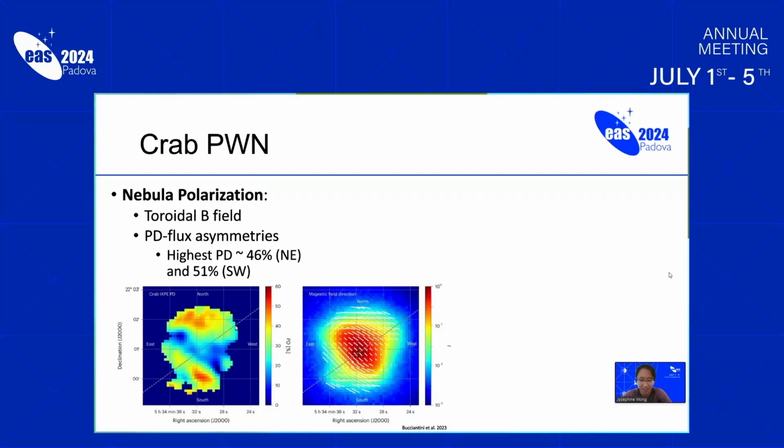So on the right is the polarization degree, and on the left here is the magnetic field, which is perpendicular to the polarization angle, mapped onto the flux. So from these maps, they're able to see a toroidal magnetic field structure, as well as polarization degree flux asymmetries, where we see high polarization degree in the northeast and in the southwest.